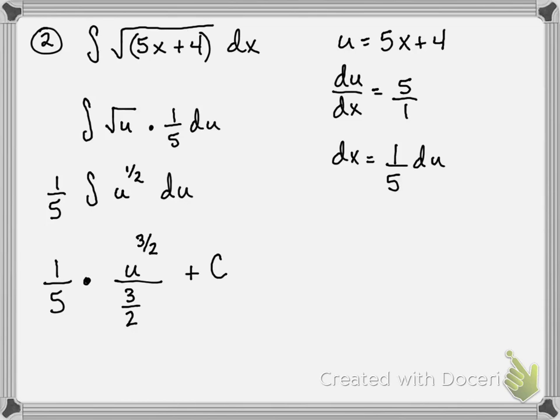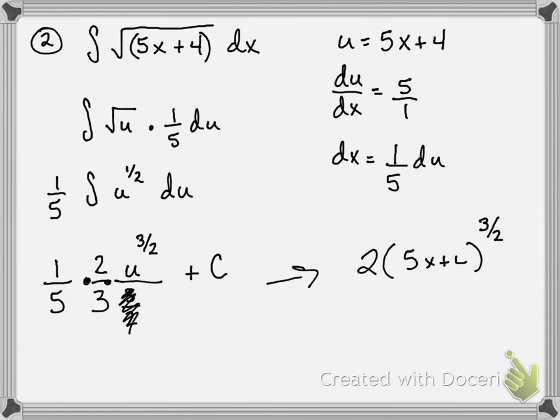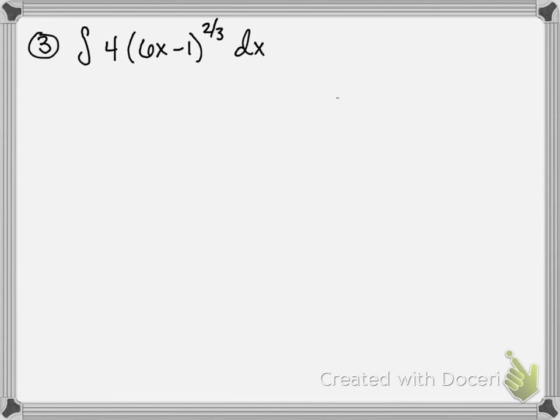Plus c. Now what you've got to do is get rid of this fraction in the bottom. You really do that by multiplying by 2 over 3. That's how I did it the easiest way there. So what do we get? We get 2 u to the 3/2, and u happens to be 5x plus 4, all over 15, plus c.